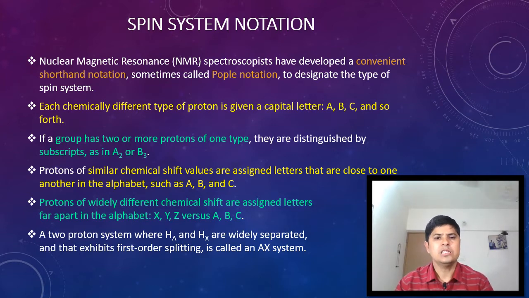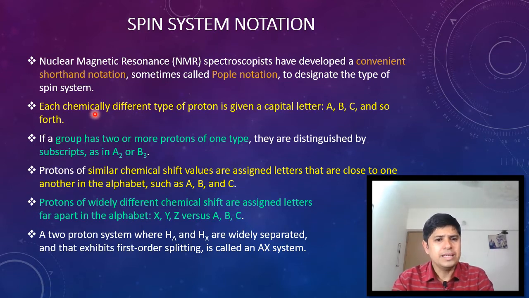See, next point, spin system notation. Nuclear magnetic resonance spectroscopists, or we may say spectroscopist chemists, have developed a convenient shorthand notation, sometimes called Pople's notation, to designate the type of spin system. So spectroscopists have developed a shorthand notation, sometimes also called Pople notation, to designate the type of spin system. See what it says.